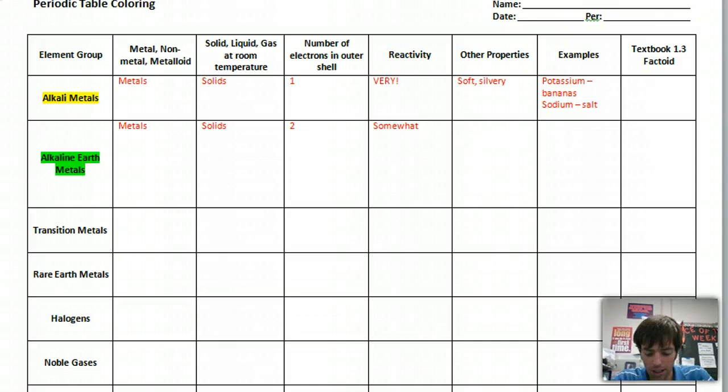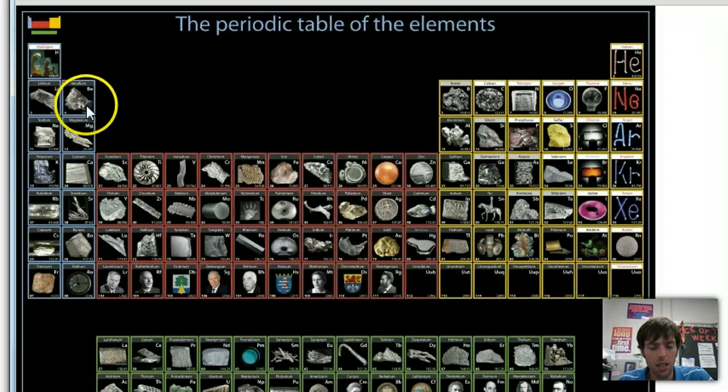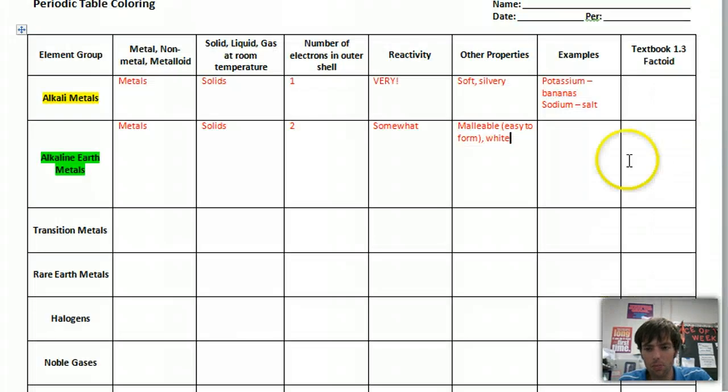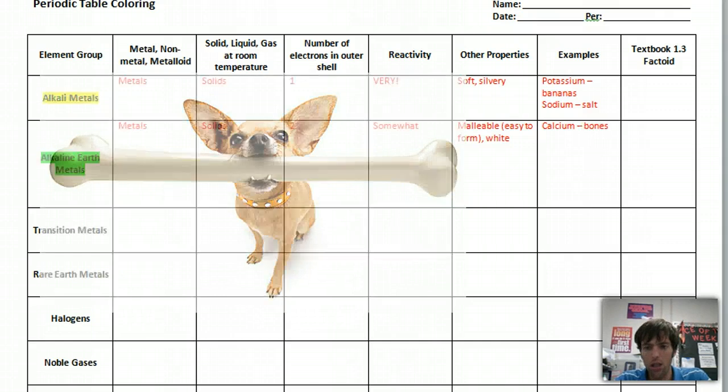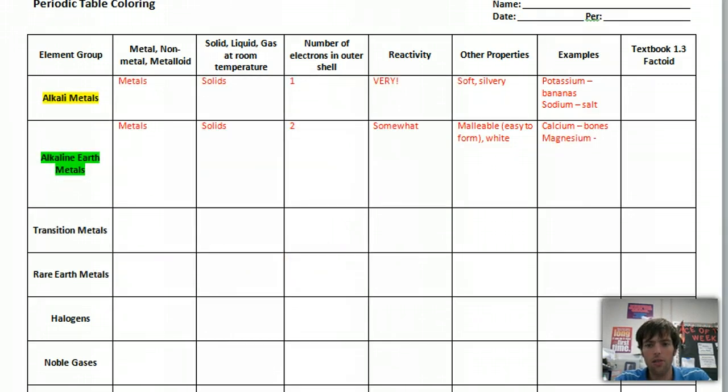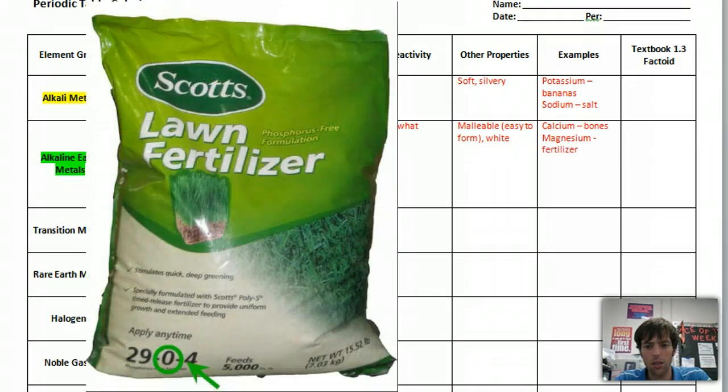Other properties of alkaline earth metals is they are malleable. Malleable means they're easy to form. And a lot of them tend to be white. And as I click on the picture here, you see a lot of them are white and light in color like the alkali metals. Examples of these that you may know, there is calcium, which you can find in your bones, and magnesium, which is found in a lot of fertilizers.